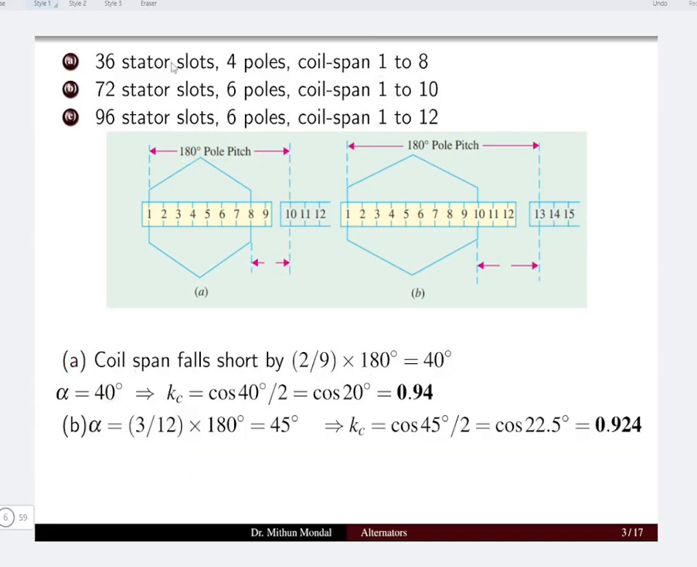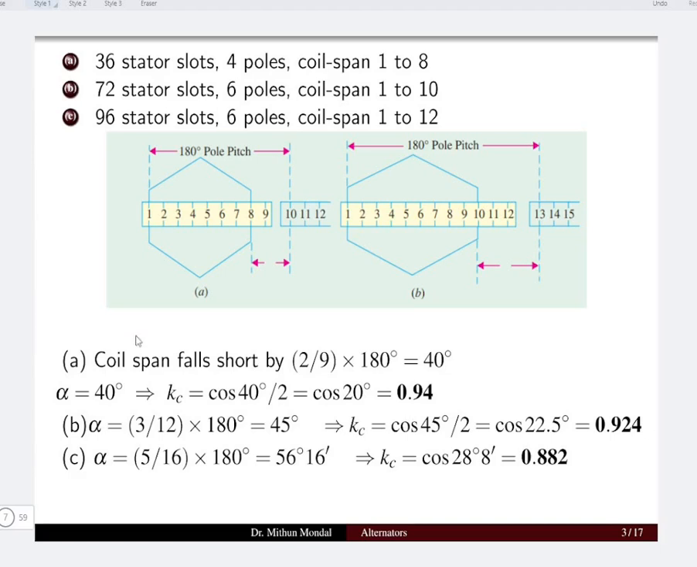In the other case, where you have a total of 72 stator slots, since the coil spanning is from 1 to 10, the shortened coil is 3 slots. So a total of 3 slots are being shortened, and in that case we can form 3 by 12, because 12 is the total number of slots per pole, and then into 180 degree, which is equal to 45 degree. Hence, the value of the coil span factor is cos of alpha by 2, which is equal to 0.924.